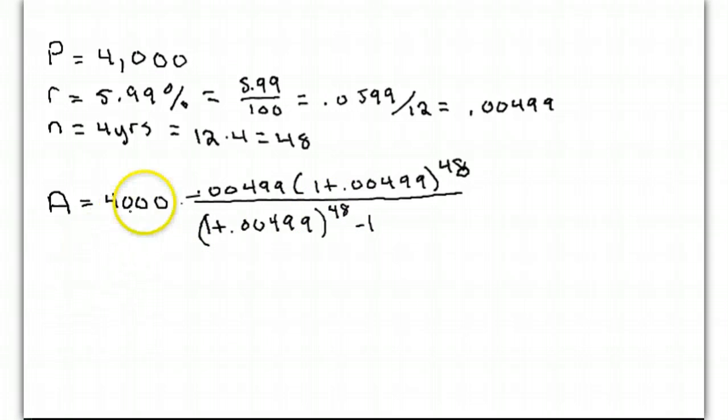So now that we have our pieces plugged in, now we can try to calculate the formula. So you're going to have 4,000, and you're going to have 0.00499 on the inside of the parenthesis. When you add 1 plus 0.00499, you're going to get 1.00499. And then when you raise that to the 48th power, it's going to come out to 1.27.